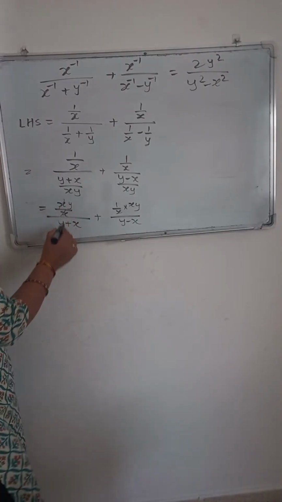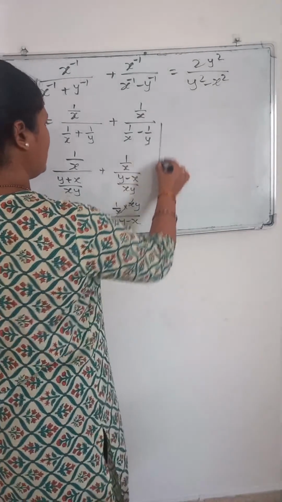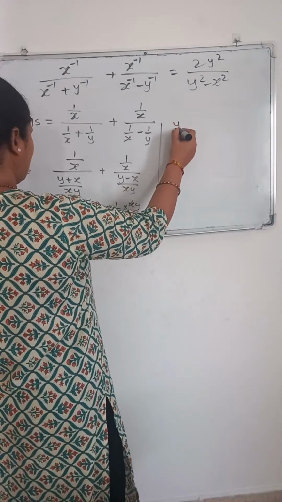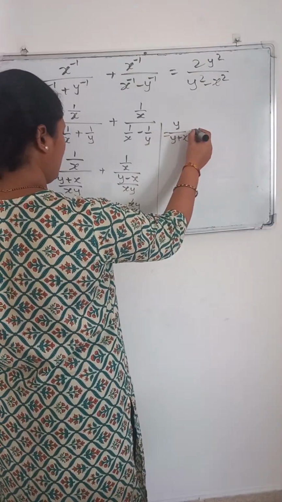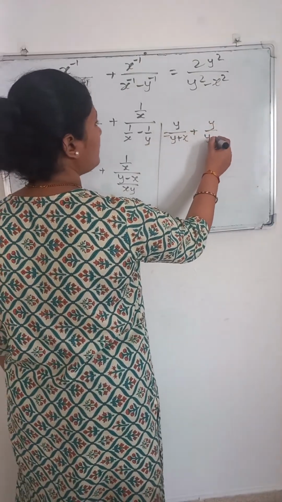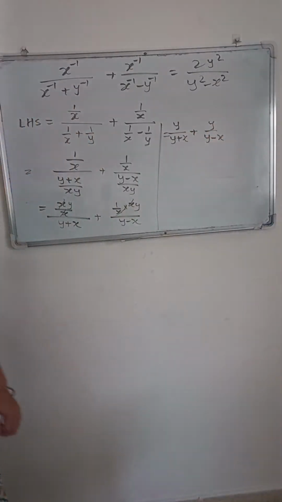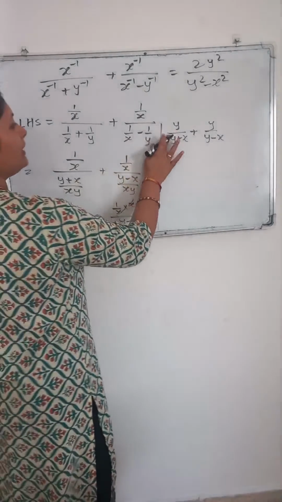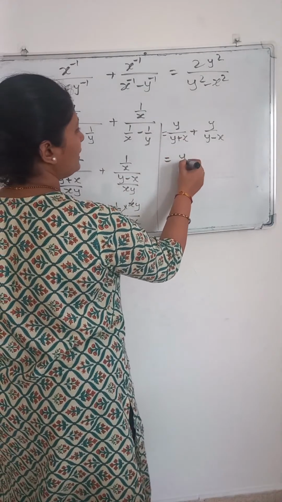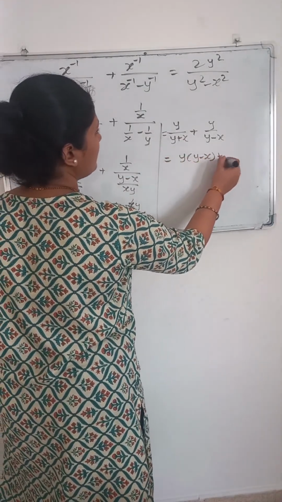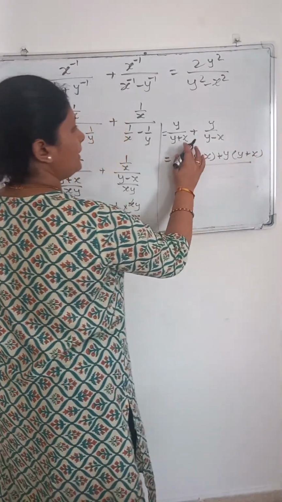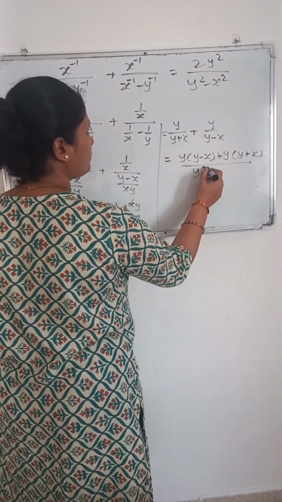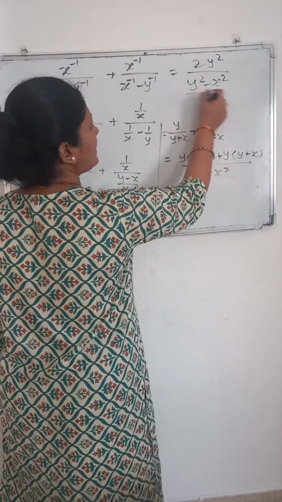So here 1 by x, this x gets cancelled, and we will get y upon y plus x. Okay, and here y upon y minus x. I hope you all are getting up to here. Okay, now you can again take the LCM. So y into bracket y minus x plus y into bracket y plus x divided by a plus b, a minus b, that is y square minus x square.